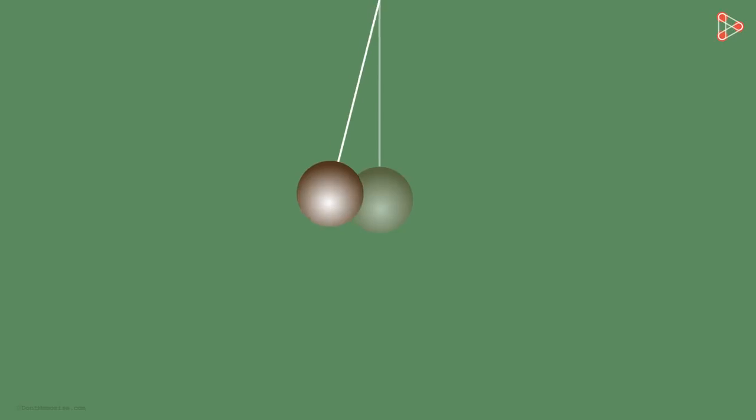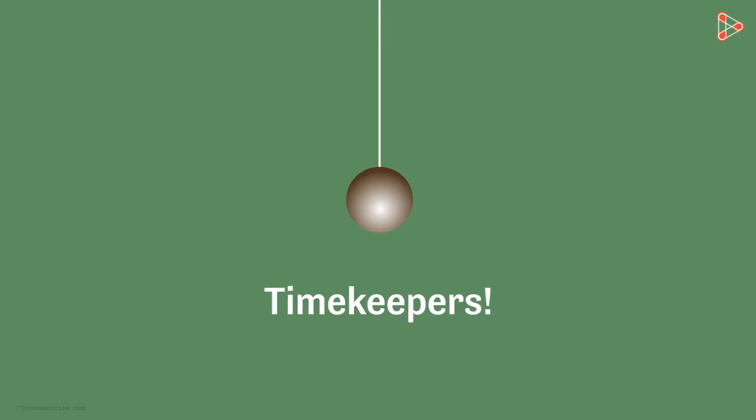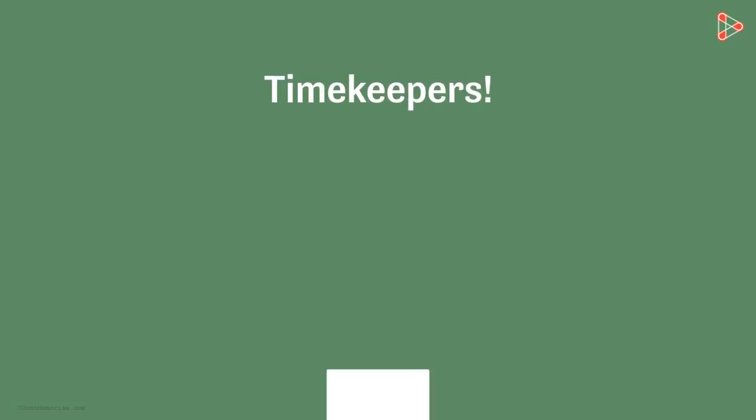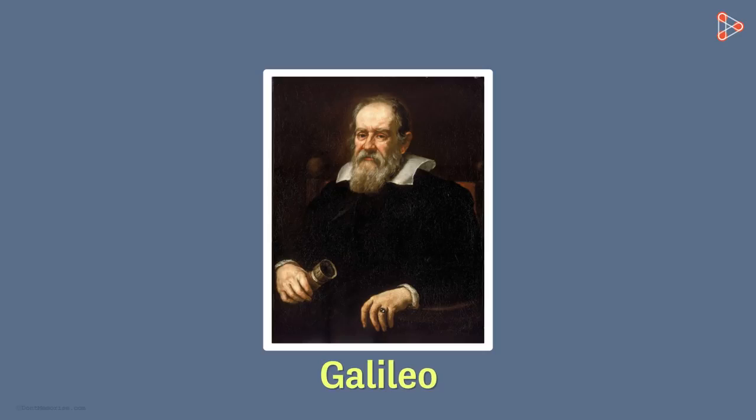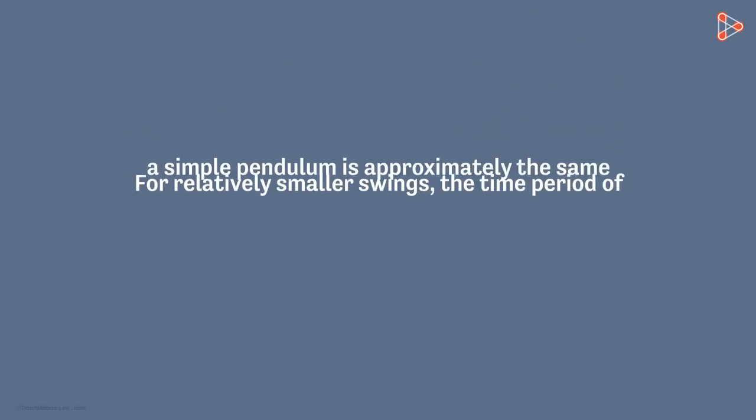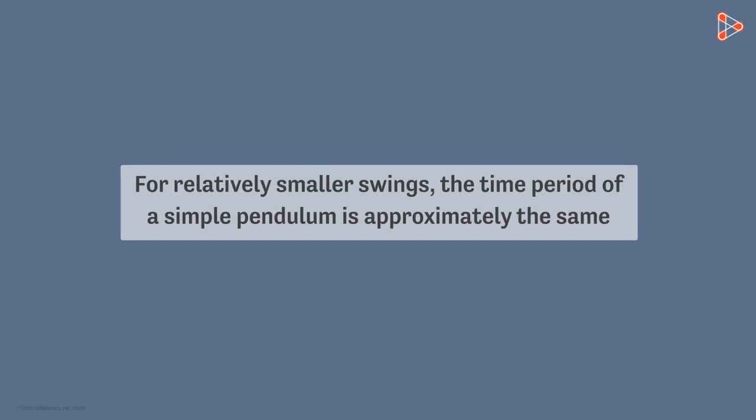There is one more interesting property of a simple pendulum. And this property is what makes them the best timekeepers. This property was first observed by Galileo in the 17th century. If I were to tell this property in simple words, then I will frame it like this. Please go through it.